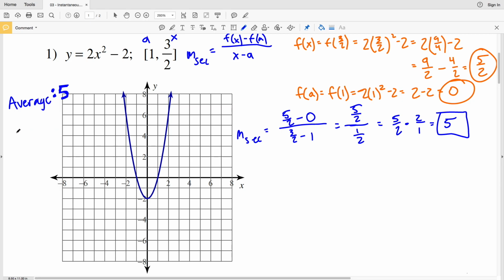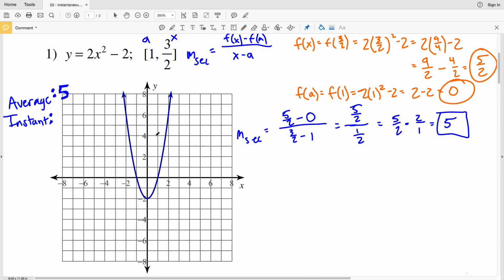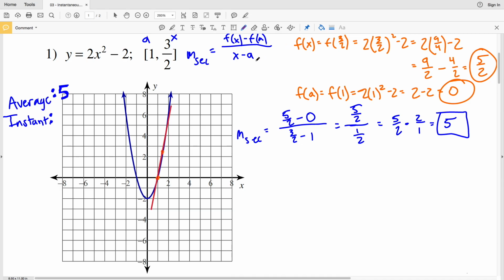Now I have to find the instantaneous rate of change. But before I do that, I'll go ahead and graph that secant line so you can see that slope. So a, f of a, is (1, 0), and x, f of x, is (3/2, 5/2). So there is my secant line. Now my next step is to find the slope of my tangent line, which is my instantaneous rate of change.